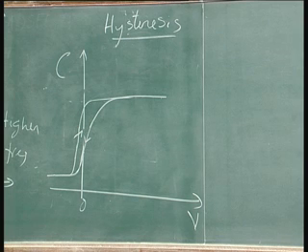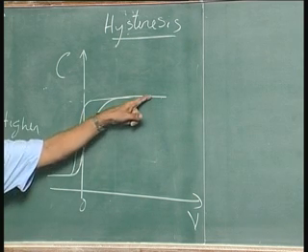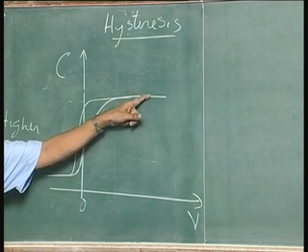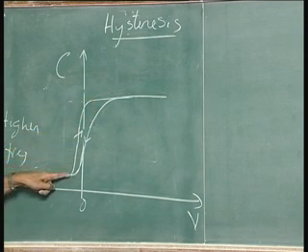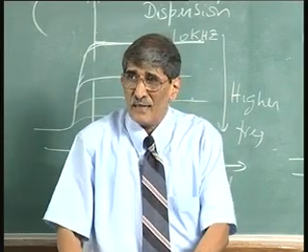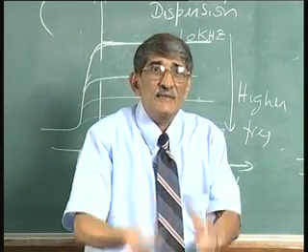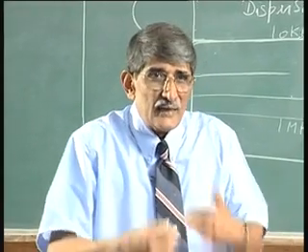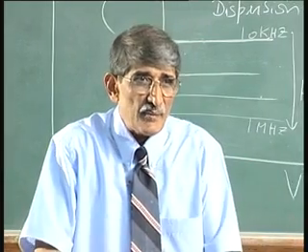In the case of mobile charge, how was that? From here it will follow this path. When you go to this side, there is plus charge there, so the whole thing gets shifted to the left when you come back. But in this case, it is not due to mobile charge. It is due to charging of the interface states. It is just exactly opposite. I purposely went through the mobile charge to tell you how to figure this out. It is not the mobile charge.